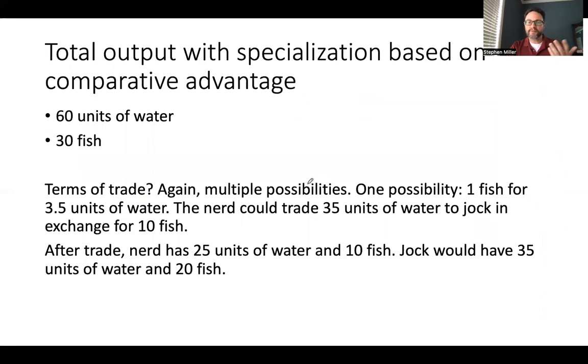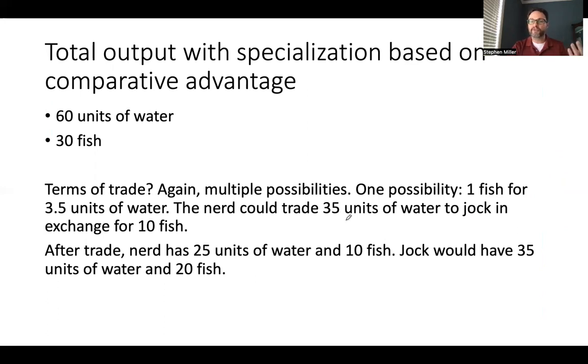That's just me showing what happens with specialization. Total output becomes 60 units of water and 30 fish. And like I said, there are multiple possibilities, although within a narrower range than with the absolute advantage example. But one possibility is trading one fish for 3.5 units of water.